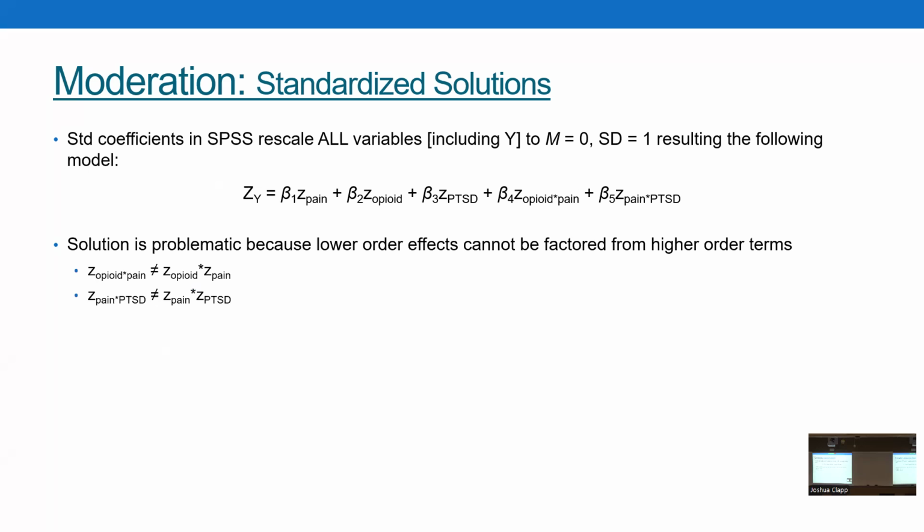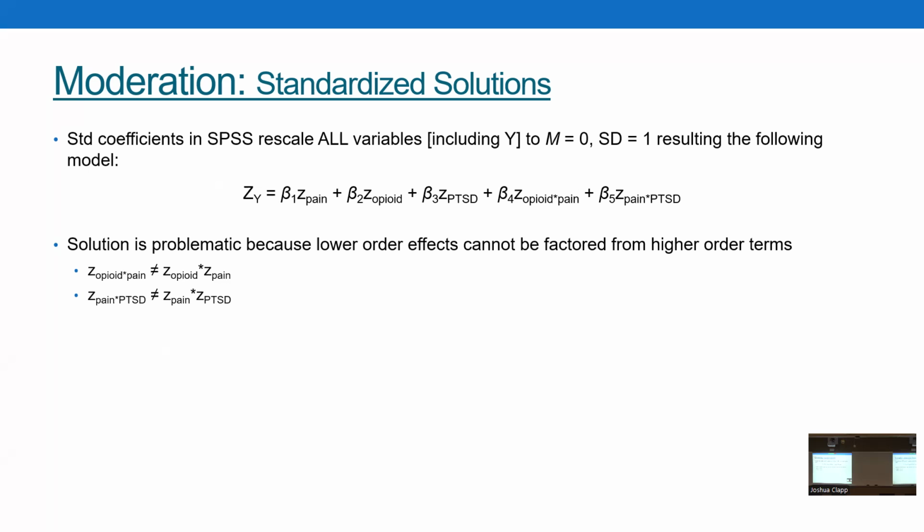The z-score of my pain by opiate interaction that SPSS is creating is not the same thing as the z-score of opiate use times the z-score of pain, okay? And the z-score of pain by PTSD is not the same thing as the z-score of pain times the z-score of opiate use. I need to be able to break these apart in order to get my conditional effect. I can't do that with what SPSS is doing. Okay. People kind of see mathematically what the issue is.